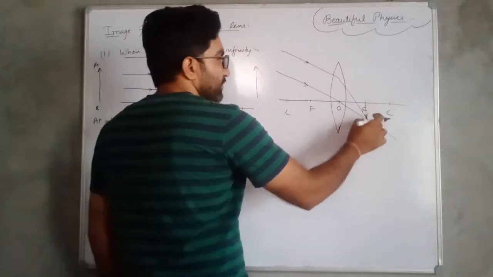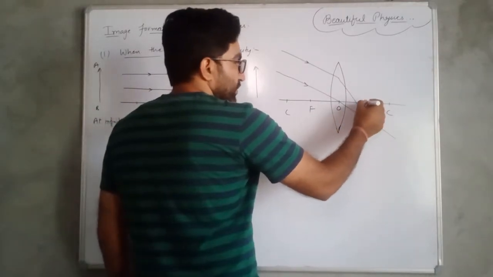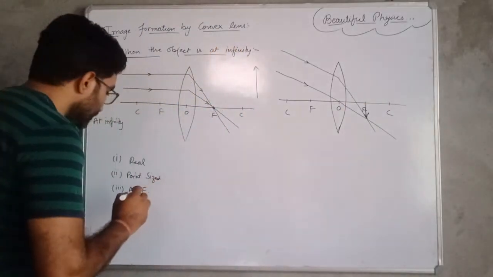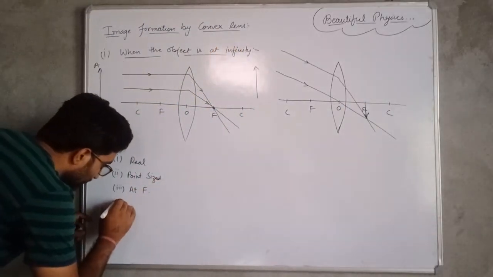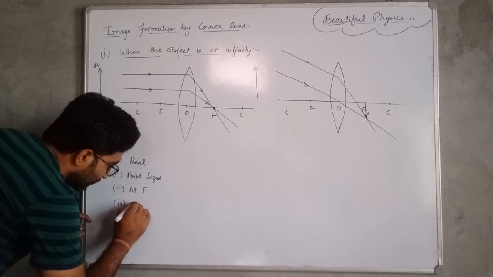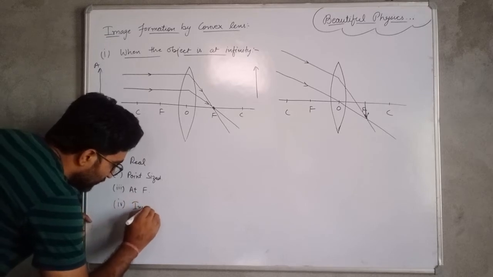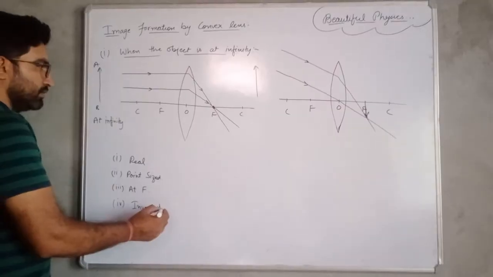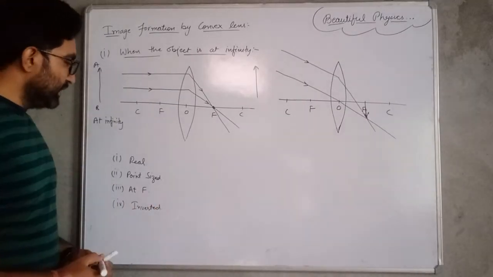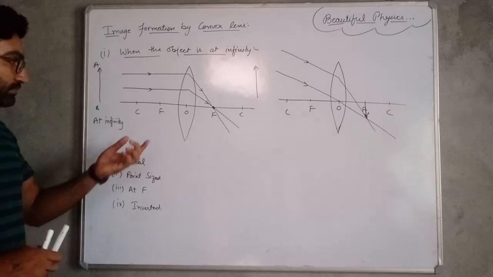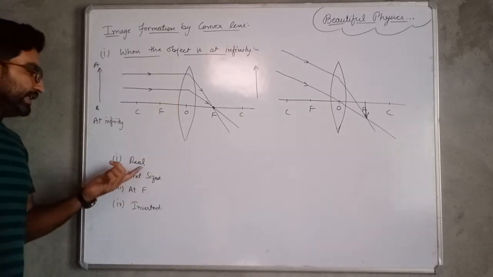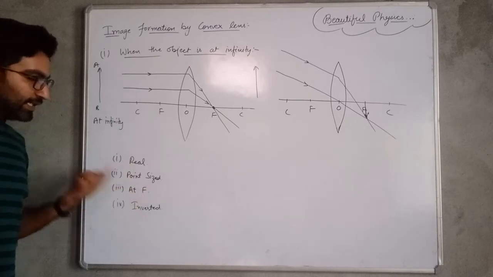So from this diagram we can observe that the image formed is at F, and it is inverted. So the last property is that the image formed is inverted. Okay, so these are the properties of the image formed by a convex lens when the object is at infinity: real, point sized, at F, and inverted.